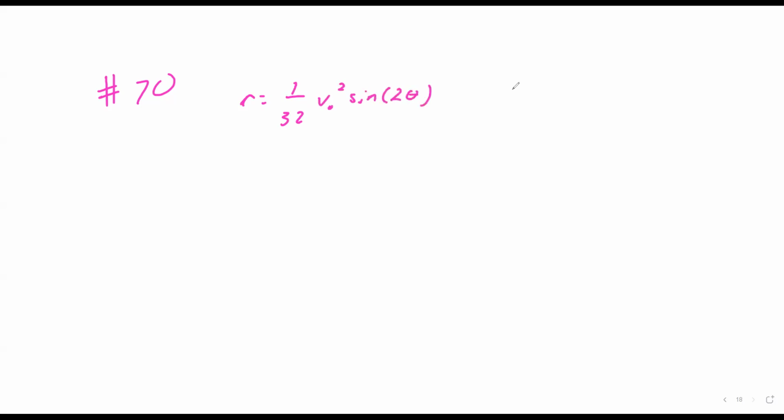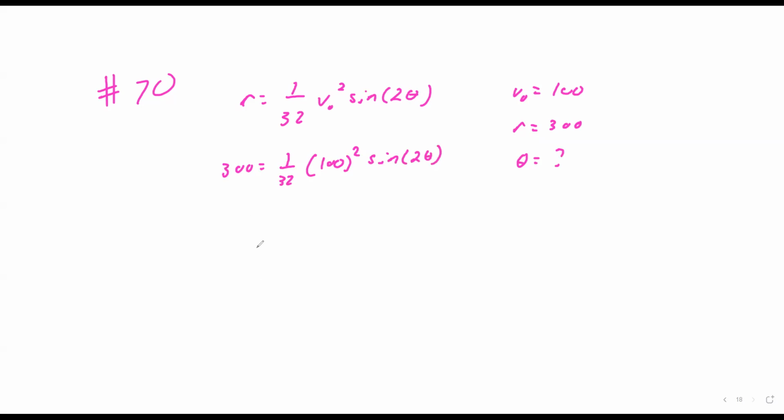If the initial velocity v0 is 100 feet per second, and the arrow hits the target 300 feet away from where the archer is standing, so that would mean that R would be the 300. What is the value in degrees of the angle? So it wants it in degrees, but it wants the theta. Round your answer to 1 decimal place. So all we've got to do is just plug everything in. So this becomes 300 equals 1 over 32 times 100 squared sine 2 theta.